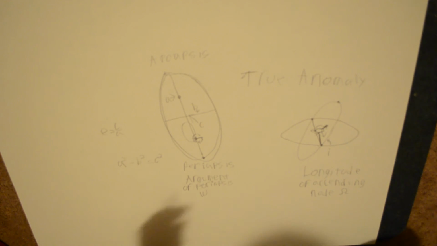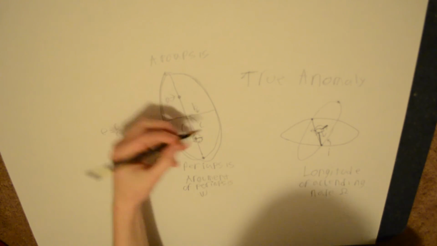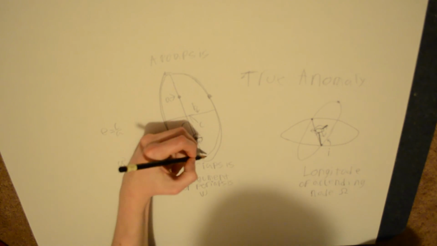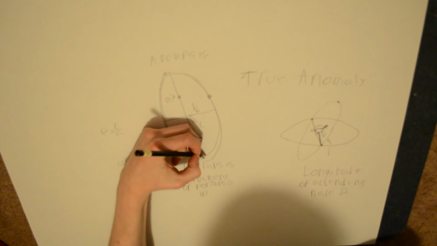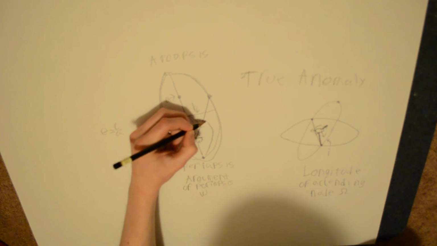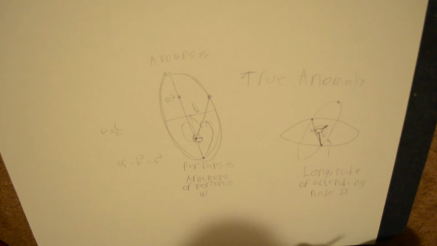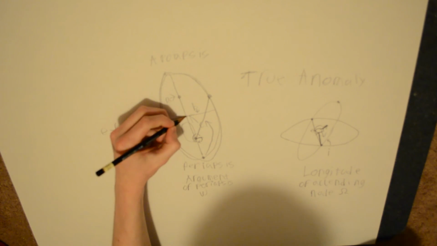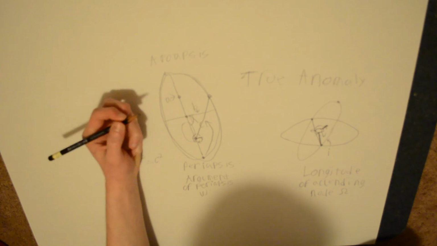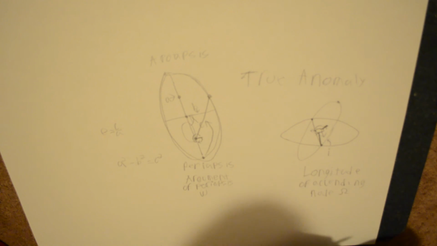the true anomaly is the angle from your current location in your orbit, like, say, over here, that's where your spacecraft is, and then you would go from your periapsis around to where it is there. Or actually it would be from the center of the equatorial plane, which would be there, so it would be more like that, I think. Anyways, I think it's the same angle.